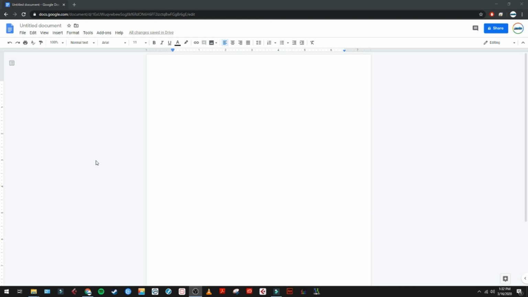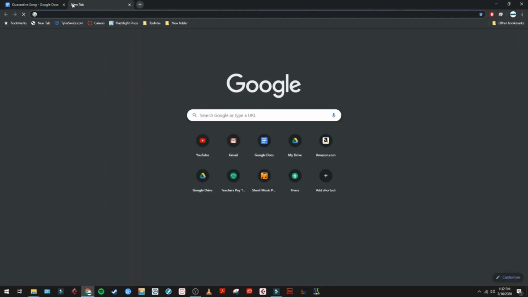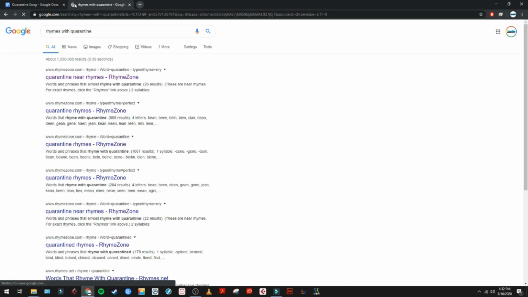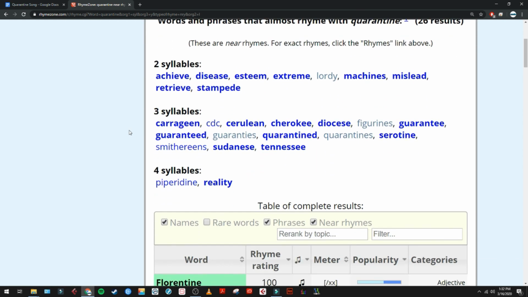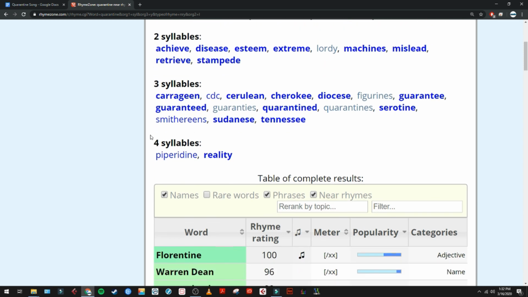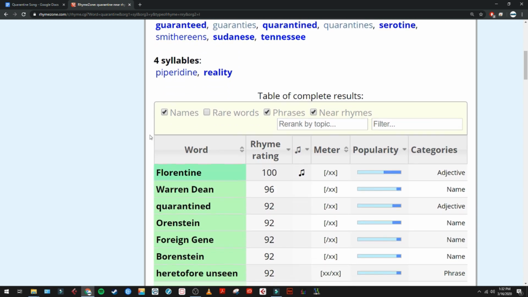All right, so I know I want to record a song about the quarantine, so I'm going to name my Word document quarantine song. The next thing I'm going to do is search for things that rhyme with quarantine. And you can see I've already been here before, but that's not really a huge help. These are my options. Achieve, disease, esteem, extreme, machines, mislead, retrieve, stampede.